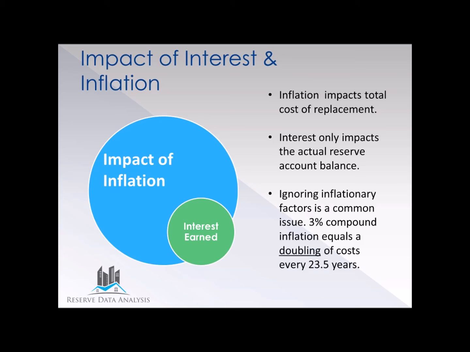Most of these large expense components, which may only come up in 20 to 30 years, will absolutely double or more in price over that period of time, and that's directly attributed to 3% compounding inflation. Okay, so hopefully that's a good understanding. Inflation impacts the cost of all the components, as opposed to interest, which impacts only your actual reserve account balance.